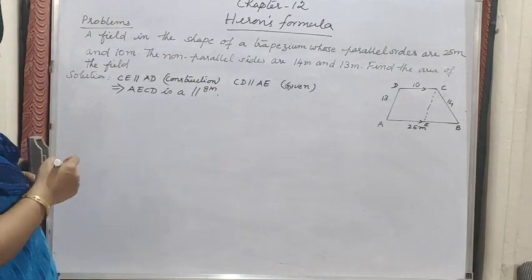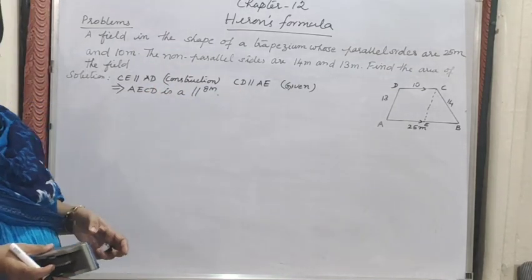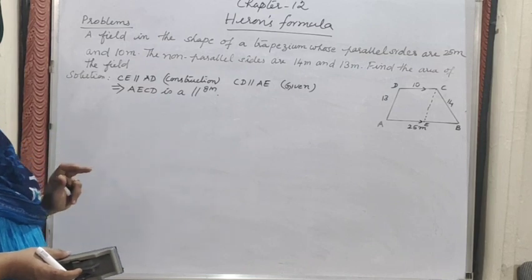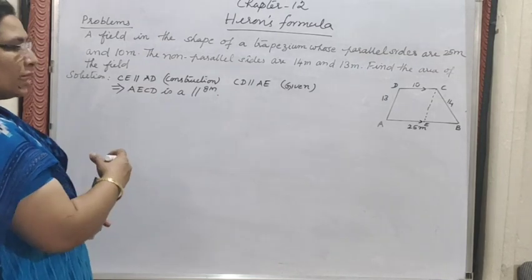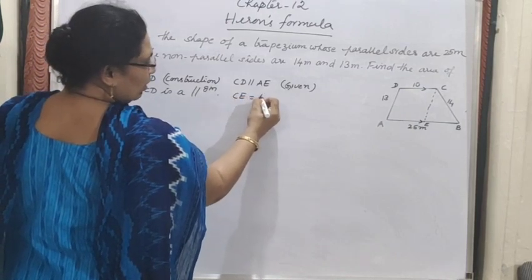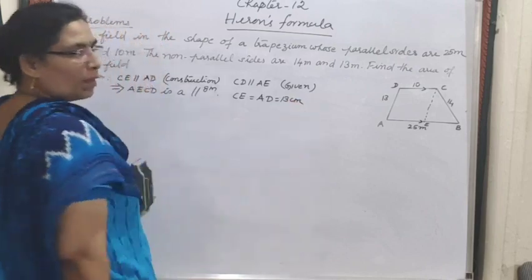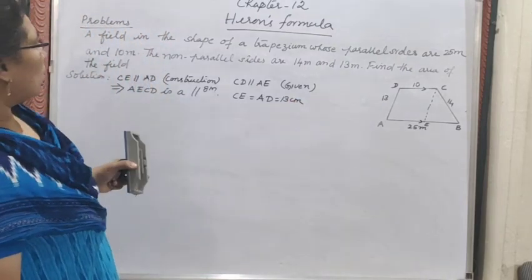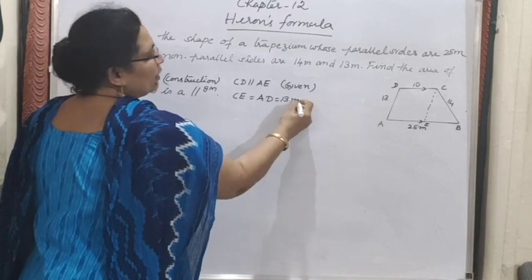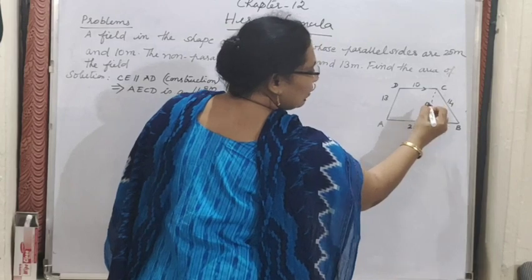I am not writing the reason. You must know that if two pairs of opposite sides are parallel in a quadrilateral, then it is a parallelogram. So AECD is a parallelogram, we got. Now if that is the case, you can tell me what is the length of CE? CE equal to AD equal to 13. Right? So it is all meters only. It is a field, so we should write meters only, 13 meters. Now I have to write in the figure, this is 13, right?